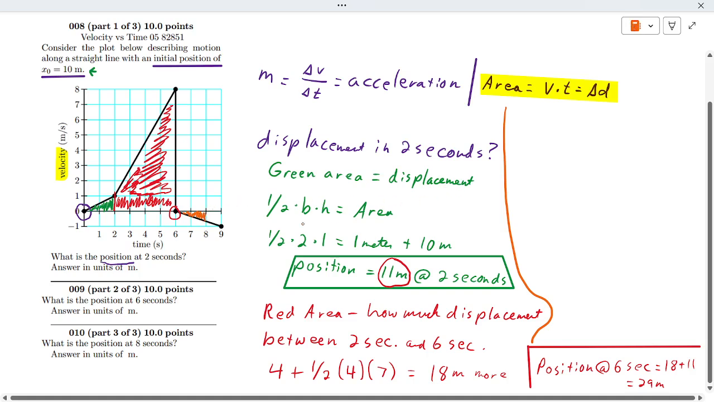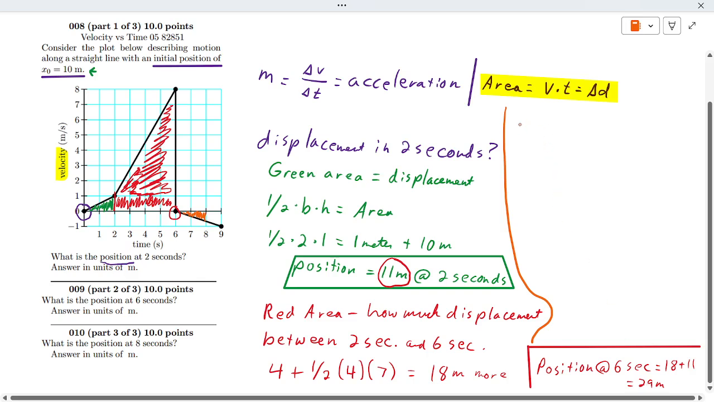However, notice that the velocity is now negative. It is headed back toward the origin. Remember that negative just indicates direction, and so it is headed back toward the origin, which means that we are actually losing distance. Okay, so our position is actually going to be less than 29.